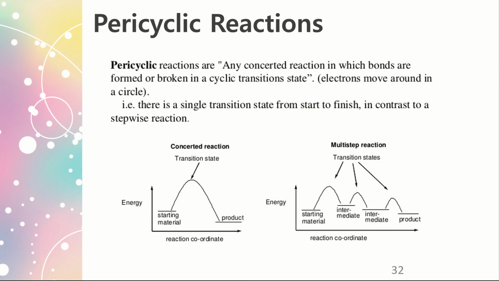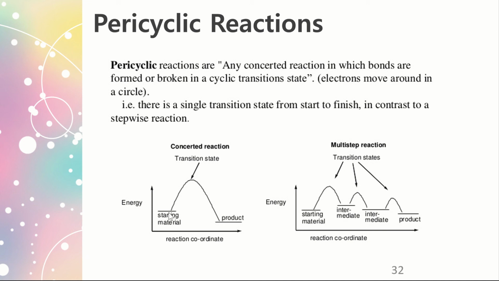So what is pericyclic? Pericyclic reactions are any concerted reaction in which bonds are formed or broken in a cyclic transition state. So electrons move around in a circle. That is, there is a single transition state from start to finish, in contrast to a stepwise mechanism, right?